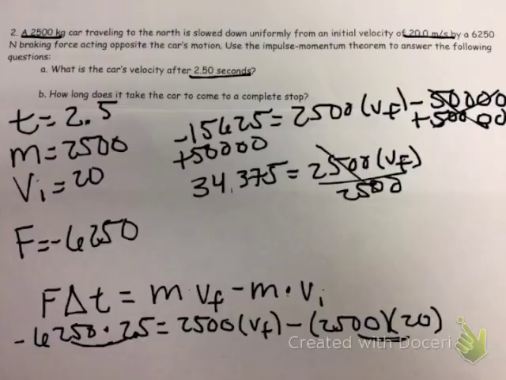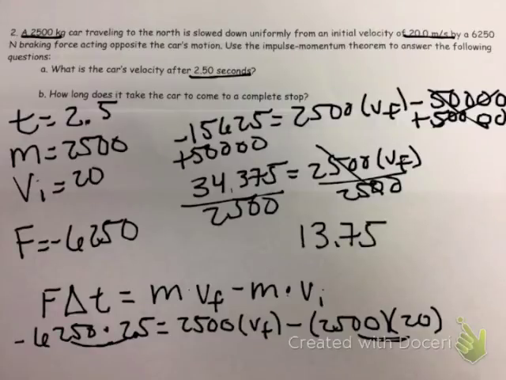So this will cancel out. And then we have 34,375 divided by 2,500. What does that leave us with? 13.75 is equal to VF. It's some good algebra. That is awesome. And that is going to be in meters per second.